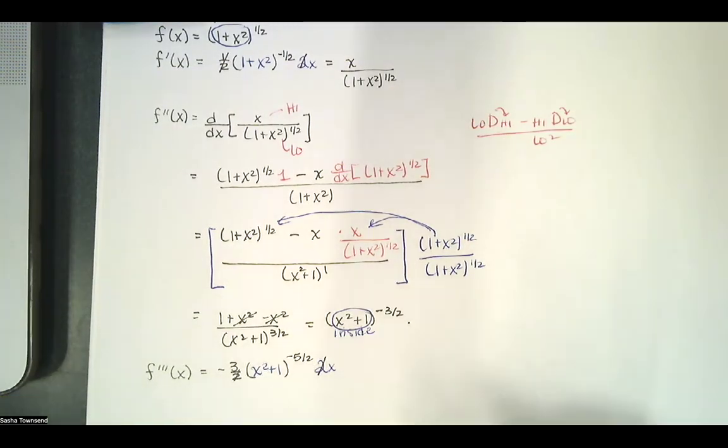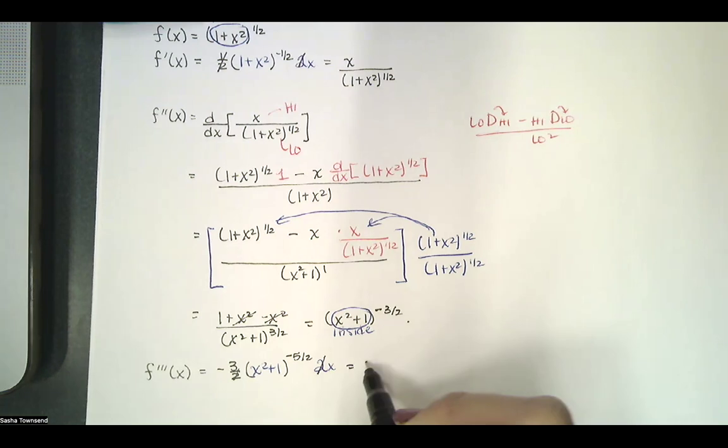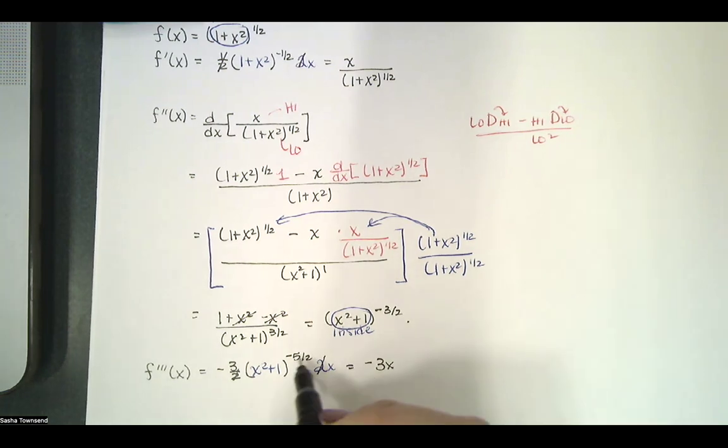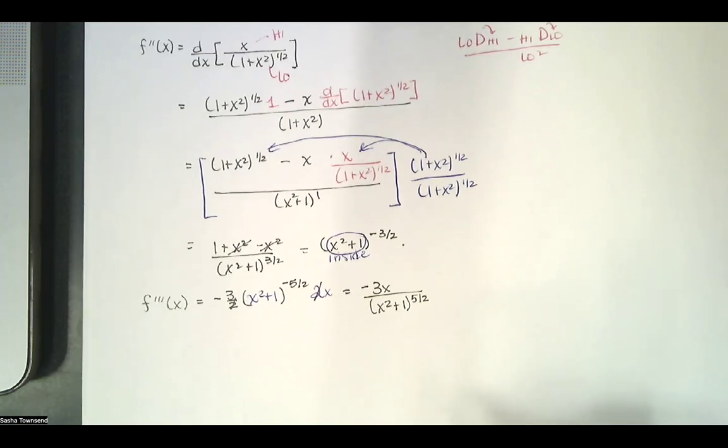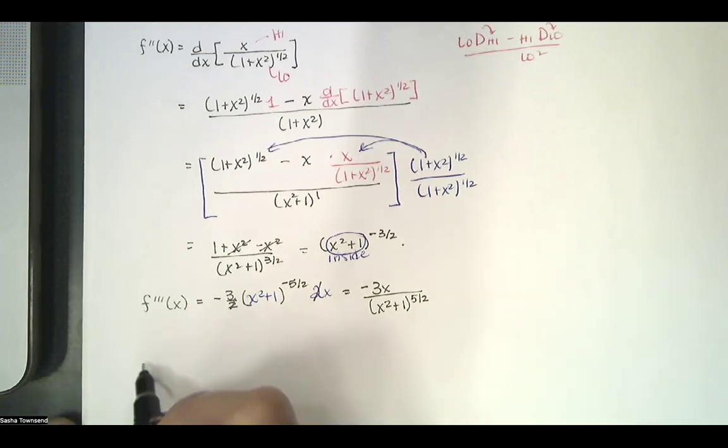This 2 and that 2 reduce, and we end up with a negative 3x in the numerator. And this with the negative exponent can be placed in the denominator. That's x squared plus 1 to the positive 5/2 in the denominator. So that's our fourth derivative, or third derivative, sorry. We need the fourth derivative.